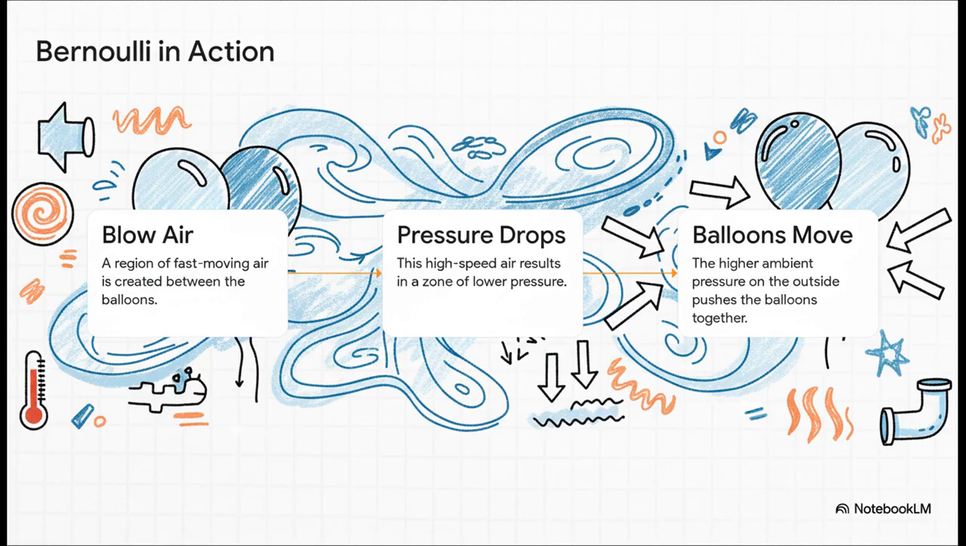And yup, the answer is C. They move together. It seems backward, right? But as you see here, when you blow that air, you create a channel of high-speed flow. Bernoulli tells us this high-speed air has lower pressure. Meanwhile, the still air on the outside of the balloons is at a higher pressure, and that pressure difference literally pushes the balloons inward. It's a perfect real-world example of the principle.